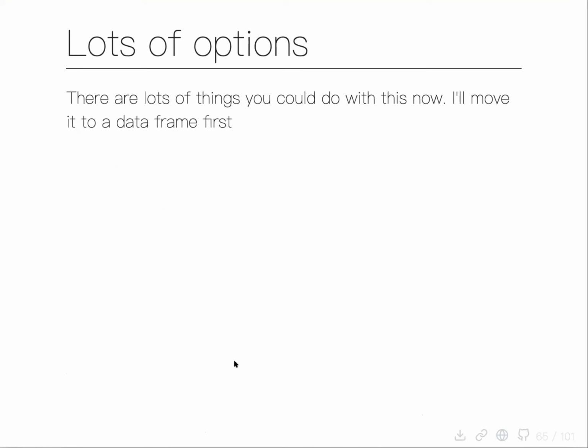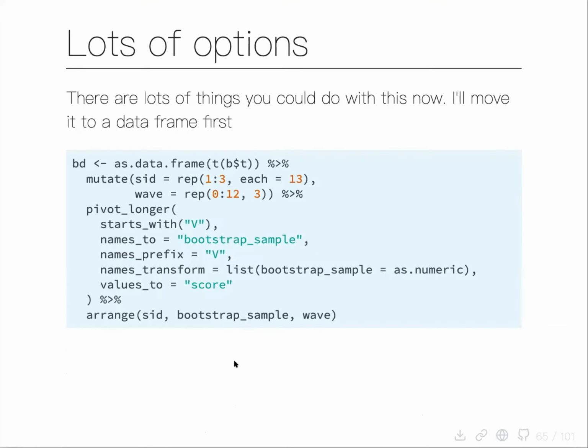There's lots of ways you could handle this. I wrote a big amount of code. I'm not going to go through it in super detail, but what I did here is t transposes it. It takes it from 1,000 rows and 39 columns to 39 rows and 1,000 columns, so it just flips the dimensions. And I made that a data frame. Then from there, I created an SID variable, which is just 1 to 3, each 13 times.